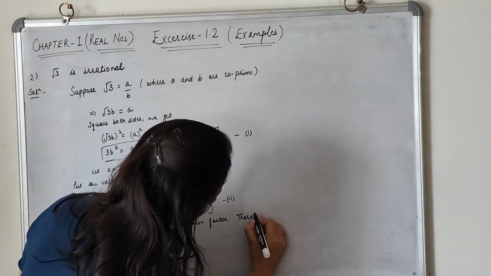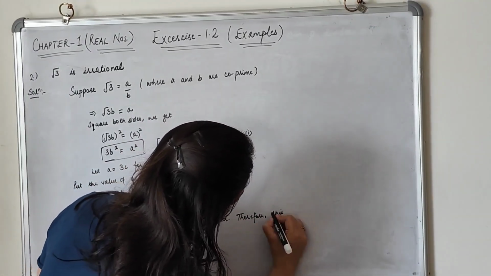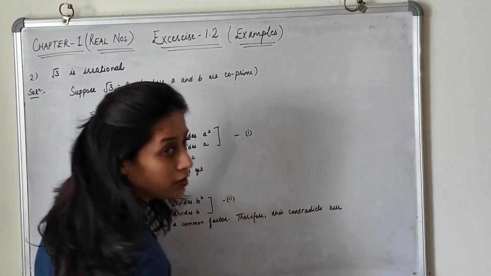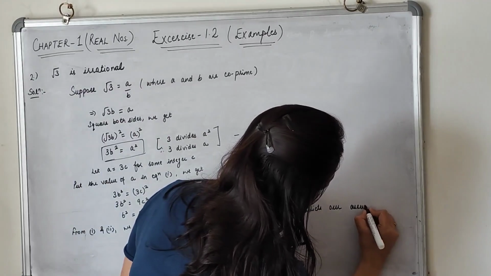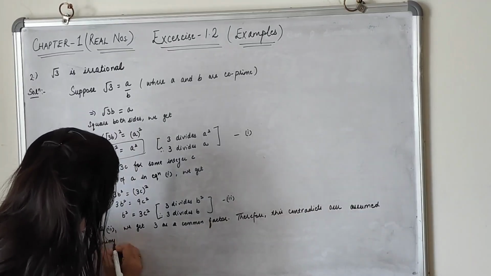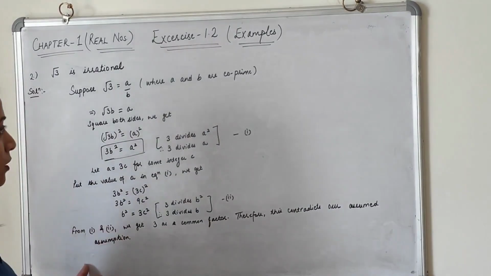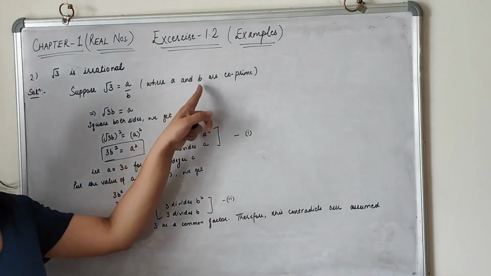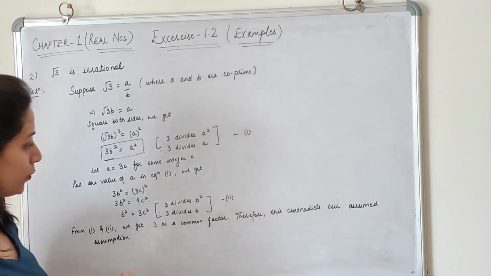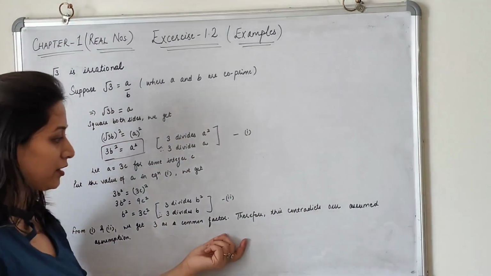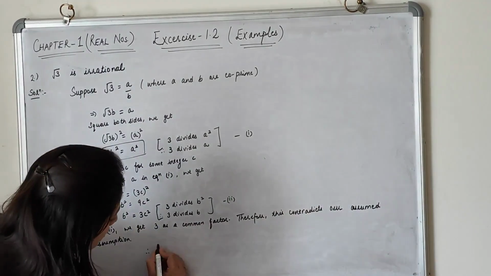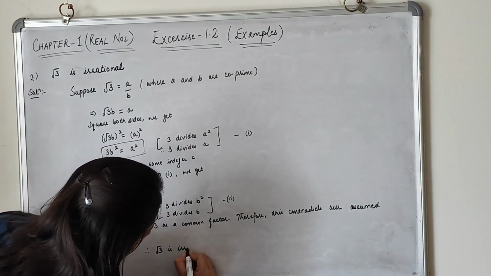Therefore, this contradicts our assumption. Why? Because what we assumed, A and B are co-prime numbers, can have a common factor of 1 only. But what we get at the end, 3 as a common factor. So hence our assumption is contradicted. Therefore, root 3 is irrational.